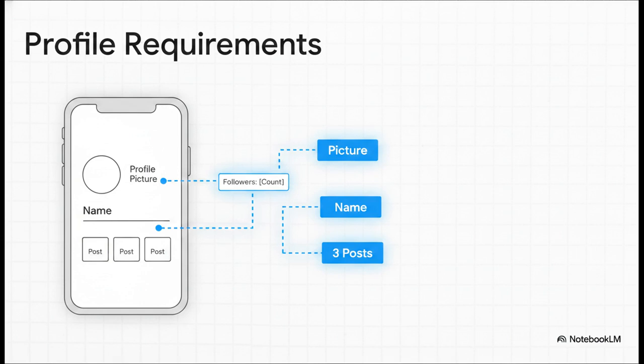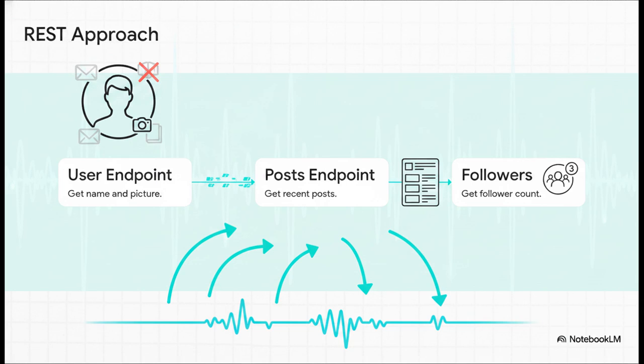So how does our API waiter go to the kitchen and get this specific order? Well, if we built our app using a traditional REST API, here's the crazy journey our app has to take. Step 1, we hit the user endpoint. This gives us the name and picture, but as we talked about, it probably also overfetches their email and bio, which we just ignore. Step 2, we take that user ID we just got and hit a separate posts endpoint to get their recent activity. Step 3, we make a third, entirely separate network request to the followers endpoint just to get that single number for the follower count. Guys, that is 3 separate trips across the network.